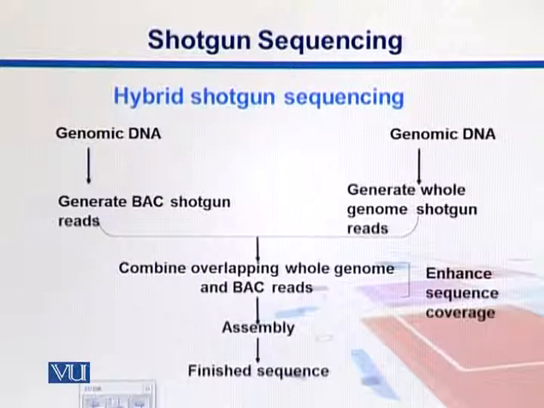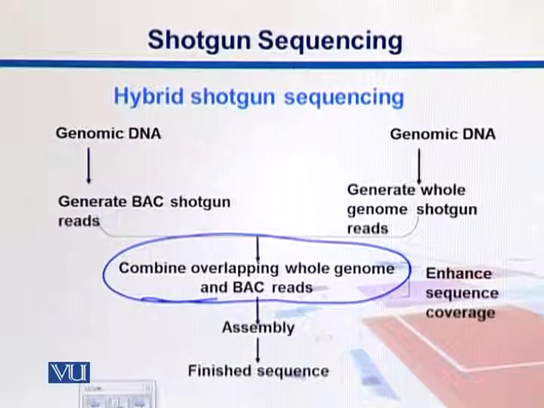There is another technique called hybrid shotgun sequencing, which is a mixture between these two. We have the BAC shotgun reads and the whole genome shotgun reads, and we put them together, look for the reads which overlap between the two, and retain those reads. In this way we have stronger evidence, with reads common to both that we use for assembly.